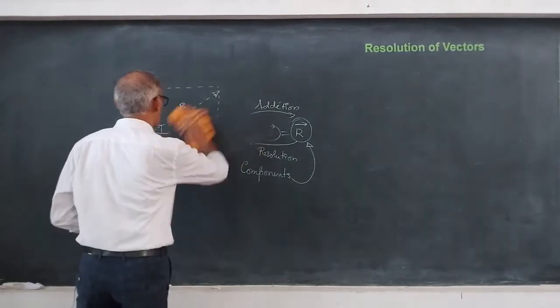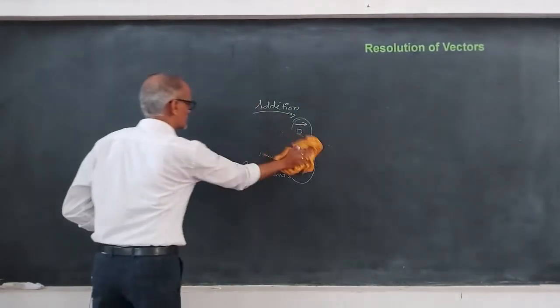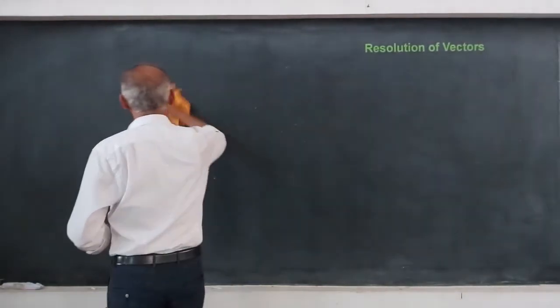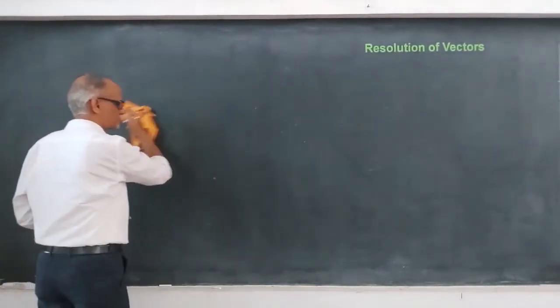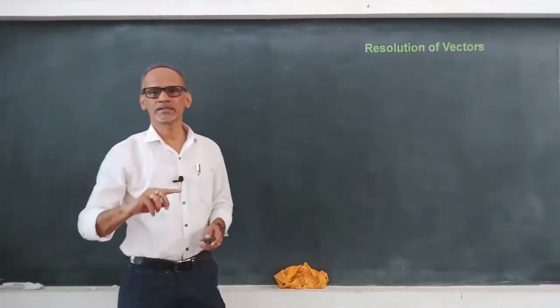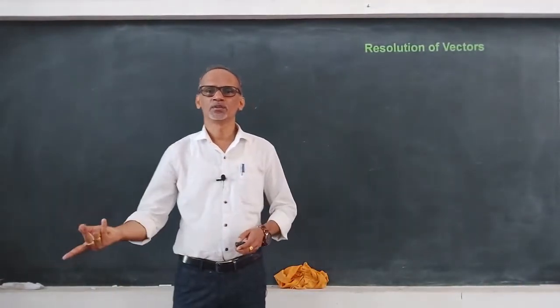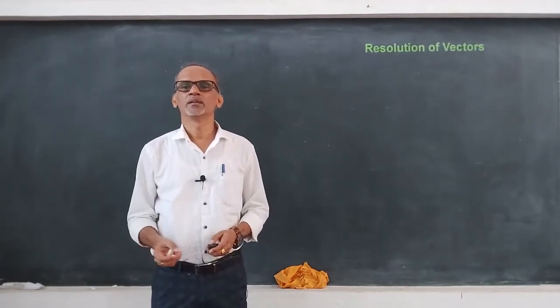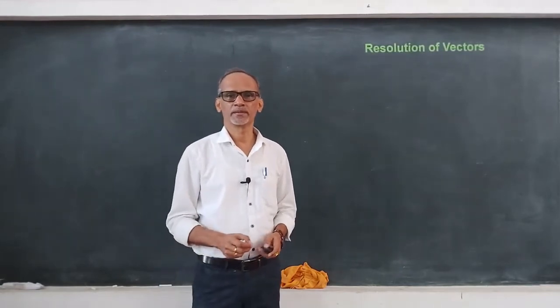So, look at the diagram. Hope you have understood what you mean by resolution. Resolution is basically the opposite of addition of two vectors. When we add two vectors, we get a single vector, that is called the resultant. Now, you are given the resultant. Now, split that into two, and after splitting, whatever the two vectors which we get, P and Q, they are called the components of the vector, okay, right.